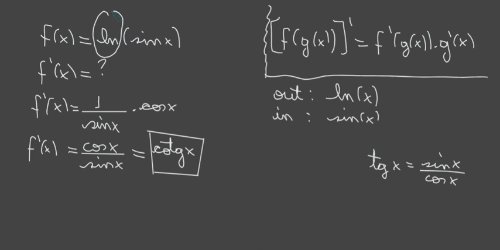The derivative of f is just cotangent of x, which is a nice result because here you have a logarithm combined with a trigonometric function, and the derivative of this is another trigonometric function, which in the first place seems not to relate to the logarithm. This is a very strange result, and nice result for this reason.